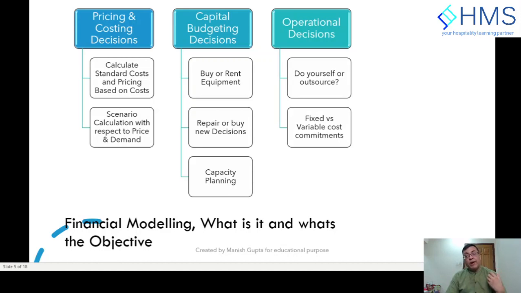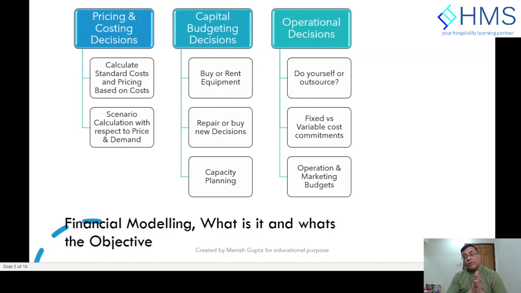Then you have to have fixed and variable cost commitment. Do you want to buy the equipment, or do you want to use automated technologies? Do you want to use more manual labor oriented processes? So how you want to commit the expenses, that again will help them to make a decision.